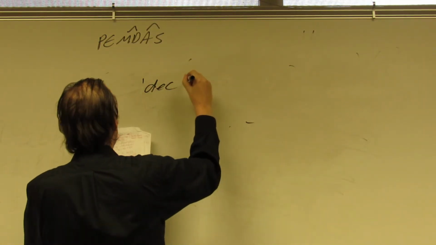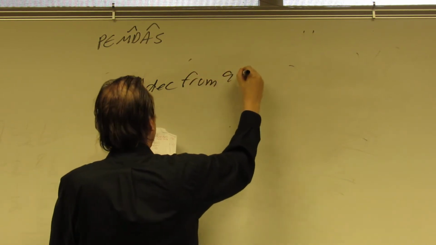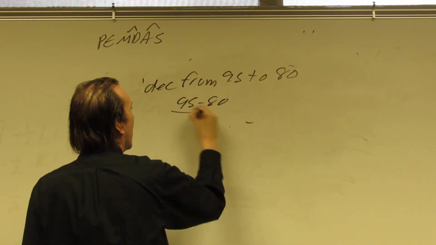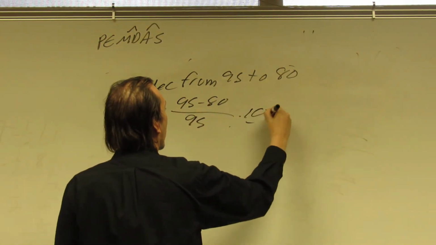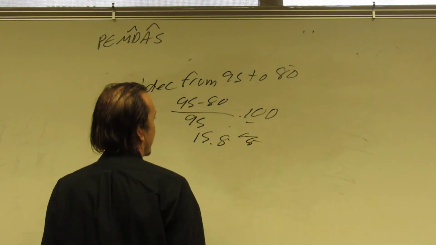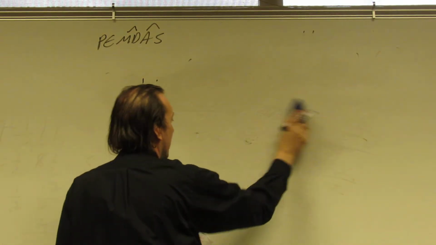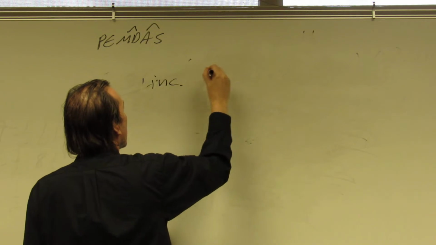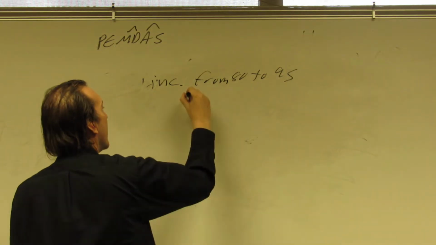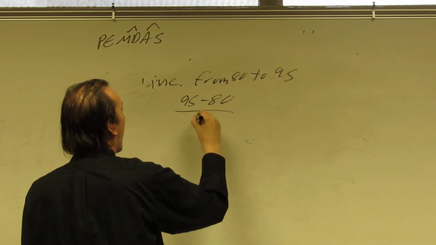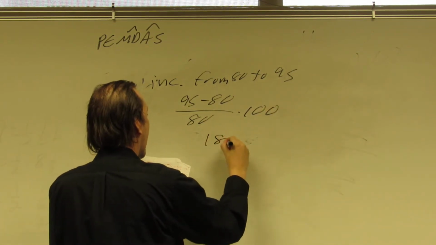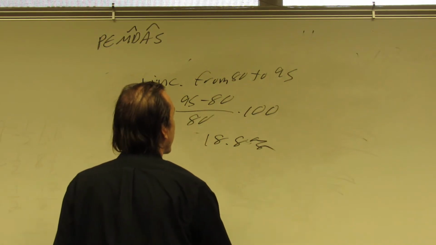Then let's say we're going to decrease from 95 to 80. We're going to have big minus small over the original times 100. When we do that, we're going to get 15.8%. However, let's say we're going to increase from 80 to 95. Again, big minus small over original times 100, and it increases 18.8%.